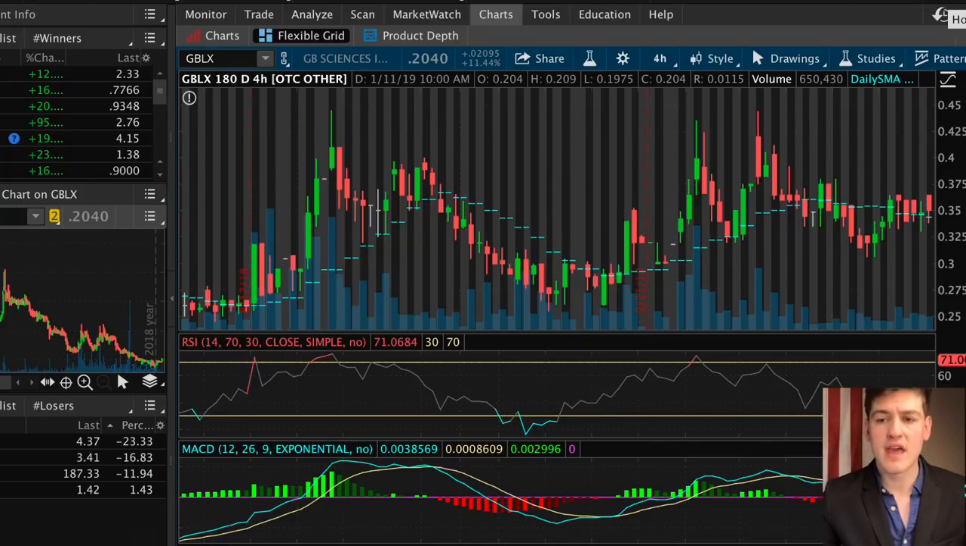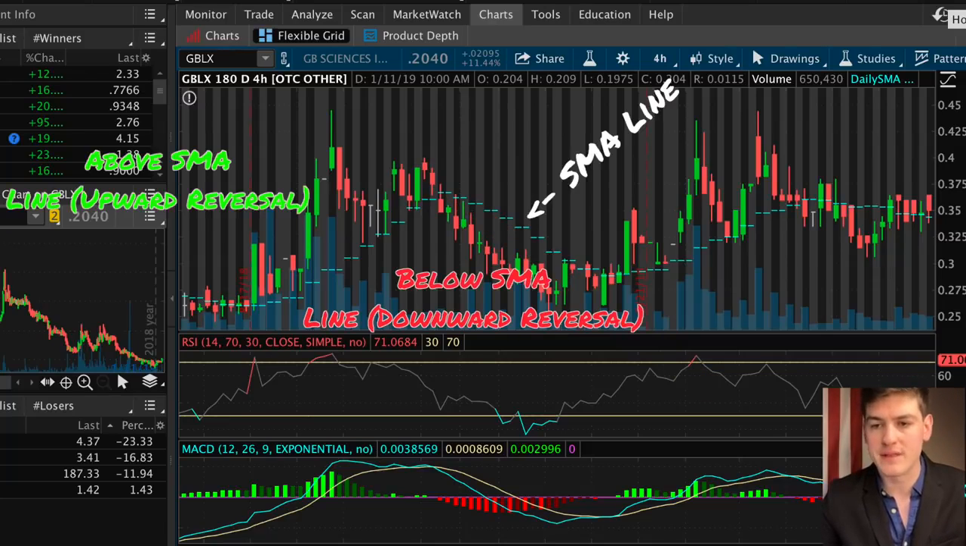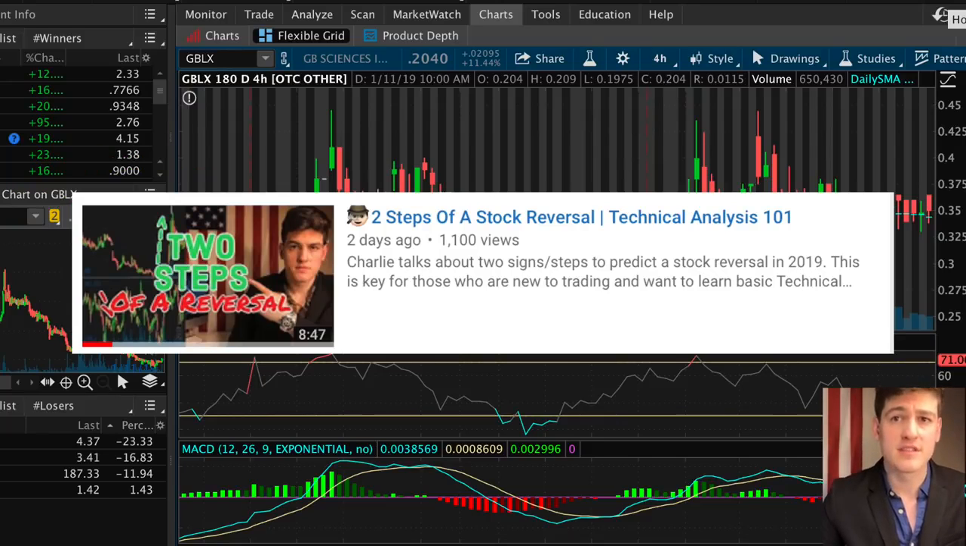If the stock price is heading for a more prolonged reversal, there are several indicators that you would be looking for, such as a more consistent dip above or below the SMA line, as well as larger real estate between the SMA line and the price action. These are the key signs of a stock reversal or a price reversal, and I cover these in depth in my 2 steps of a stock reversal video, and I'll also put a link in the description below to that video.